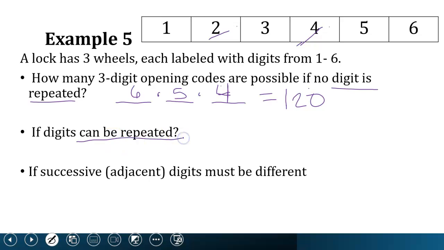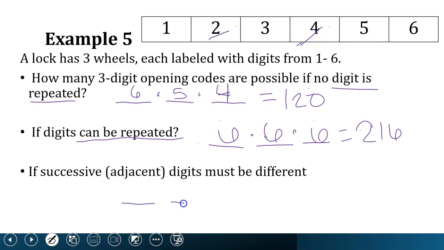Now, the second problem, B, digits can be repeated. So I have my 3 digits, and now I start with the first one. I have 6 total. Well, they can be repeated, so that means all of them I can use. So how many are there? 6. And for the last, they can be repeated, so all of them can be used. So multiply all your choices together, and you should get 216.